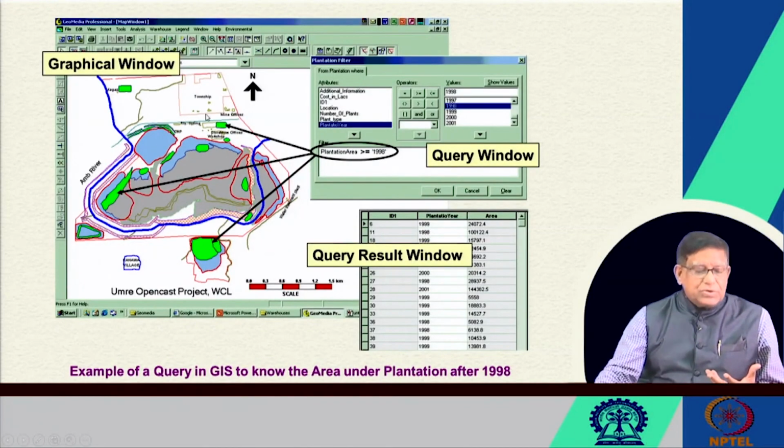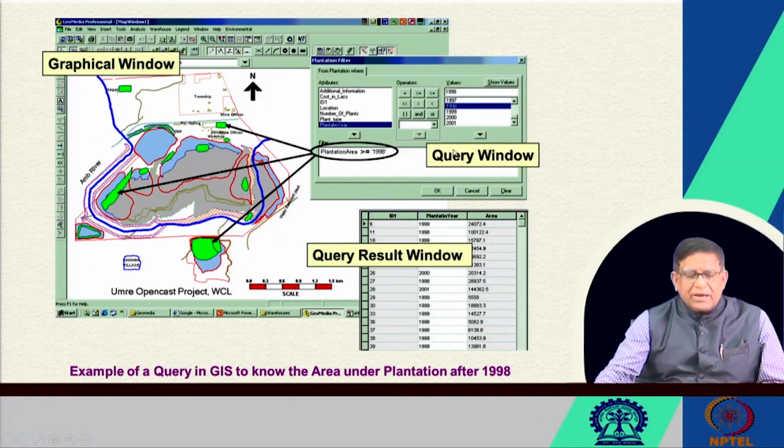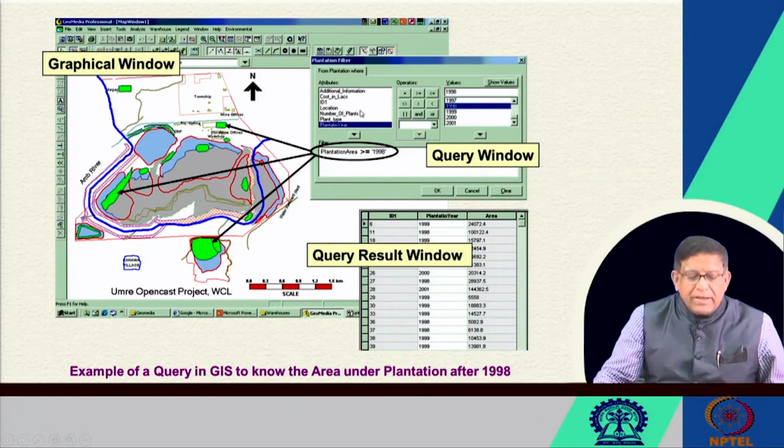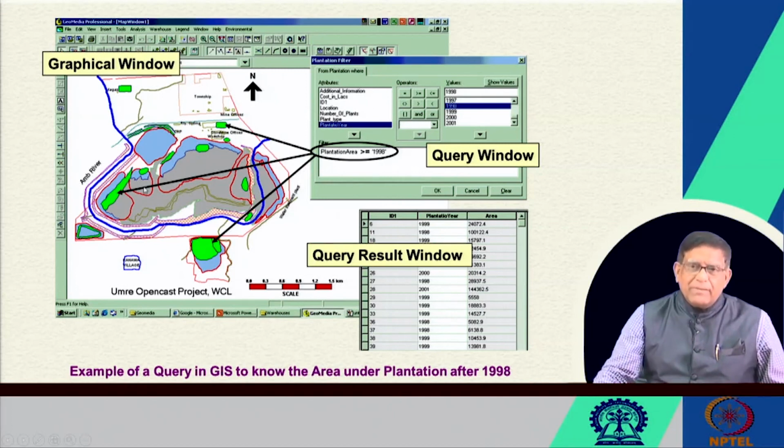Once that is done, you can create something. In the geographic information system, you can give a query. Here we have given the plantation area greater than 1998. That means which are the areas where plantation was done after 1998. It was a query I gave in 2004 and then these were highlighted. So that means it was there.